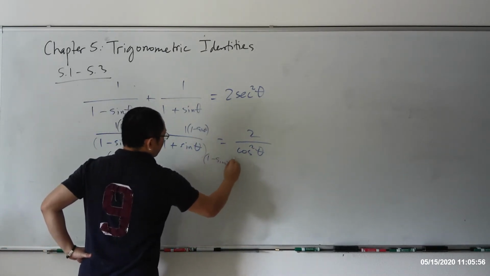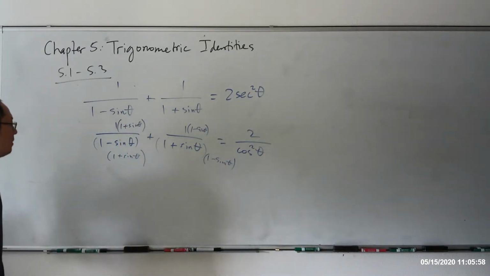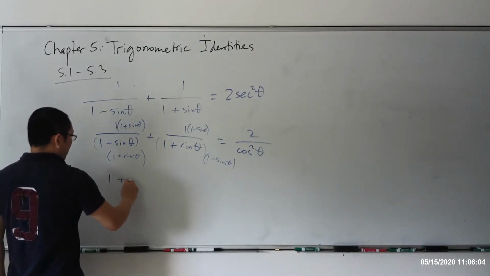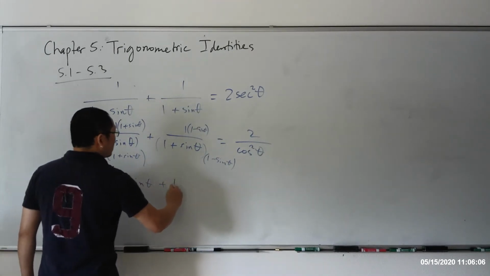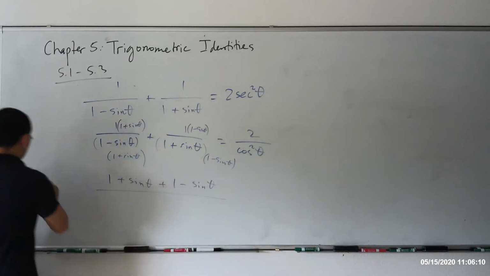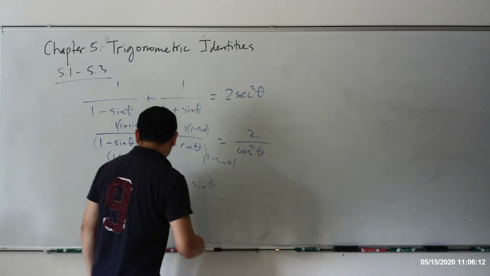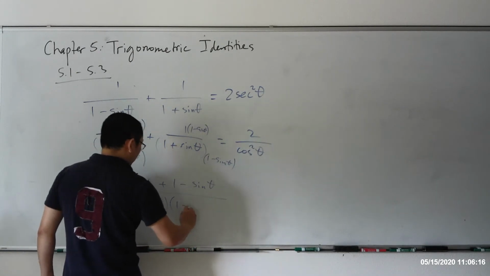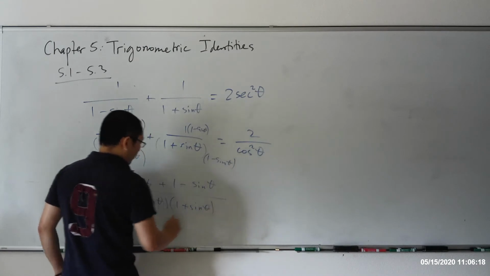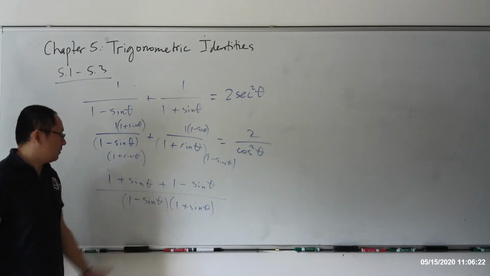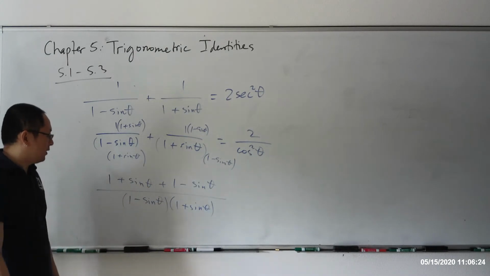Sine theta. Well, at least I can combine the two fractions, becomes 1. Hopefully I can simplify more. So what I have in here is 1 plus sine theta plus 1 minus sine theta, and the denominator is 1 minus sine theta times 1 plus sine theta. Okay? And then you multiply them all out, and then you combine the right term on the denominator and simplify the numerator, see what you got.